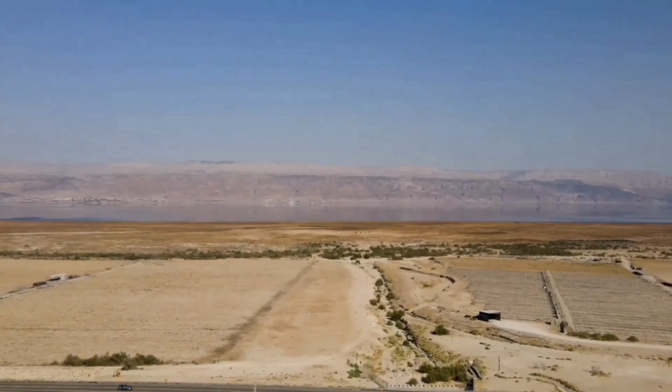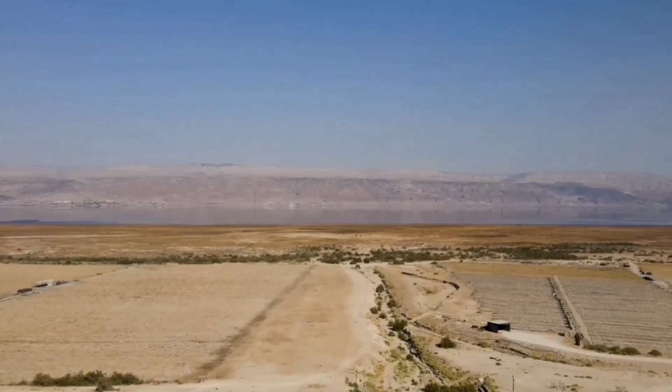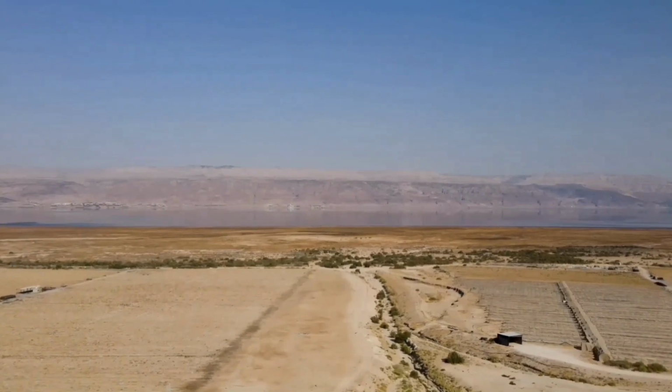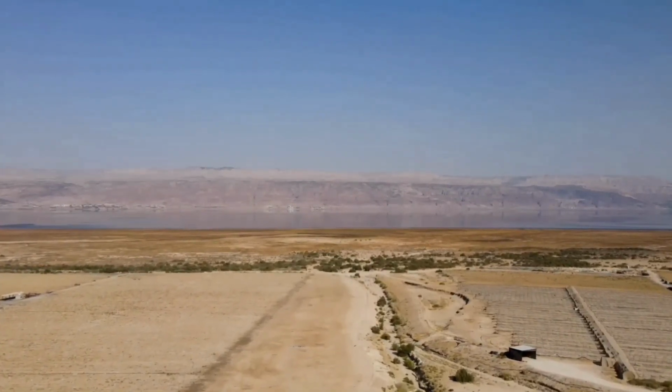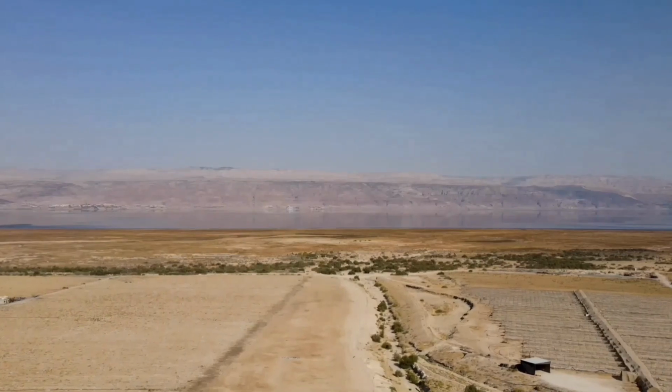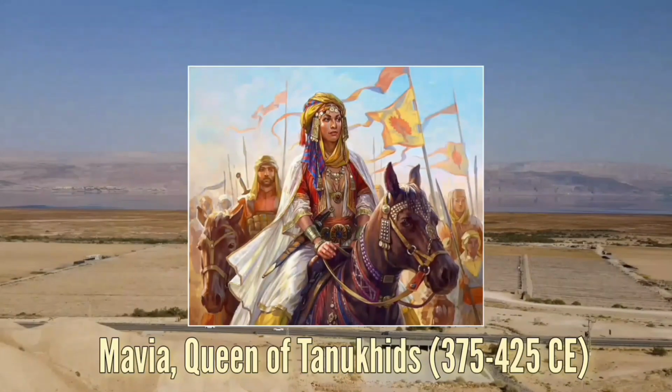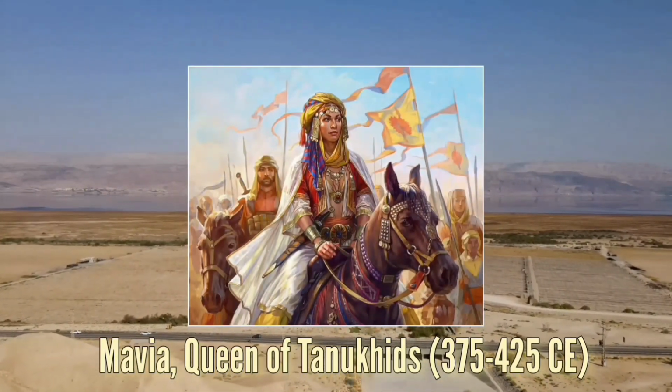When Rome began to decline steadily during the 3rd century, the Tanukhids, a semi-nomadic Arab tribe, gained power in the area. Their queen Mavia led a revolt against the power of Rome.